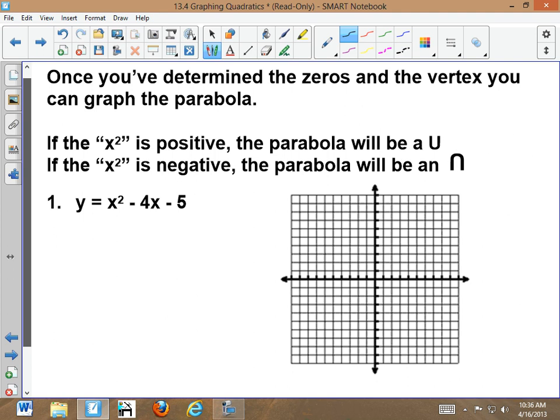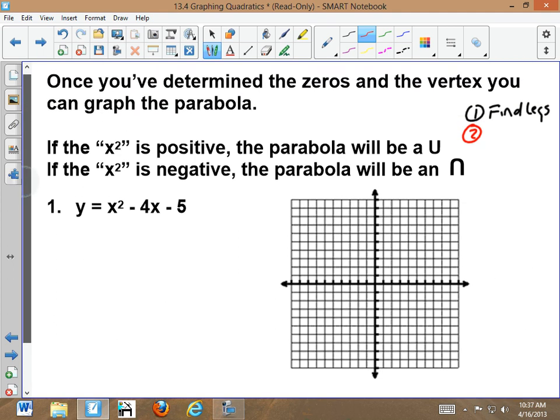So, the first thing we're going to do is what, kids? What do we find first? We find our legs first. Step 1: find legs. How do I find my legs? I factor, yes. I factor this quadratic equation into two binomials. Binomials are two-term expressions. So this y is just like 0 for now.